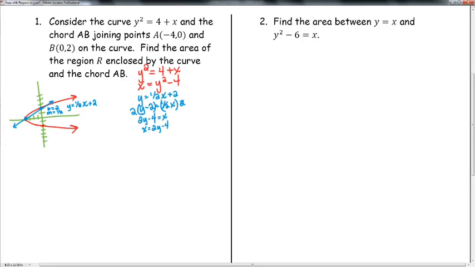You can see from our bounds that we're not starting at the x coordinate, we're going to start at our lowest y coordinate. So in this case, my lowest y is 0. My highest y is located at 2. And so now I'm going to subtract my left-hand function, which is in red, from my right-hand function, which is in blue. So I'm going to do blue minus red. Blue, when I solve for x, is 2y minus 4. And now I'm going to subtract my red function, which is y squared minus 4. And this whole thing is multiplied by dy.